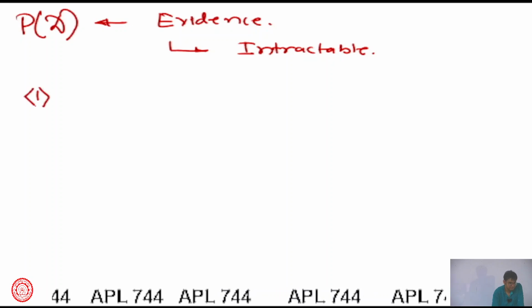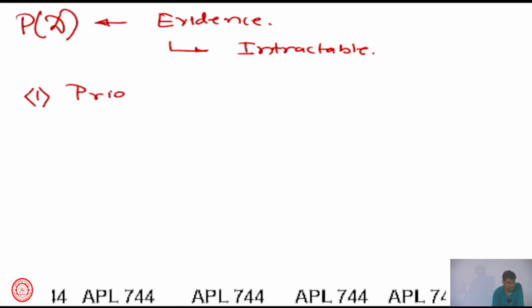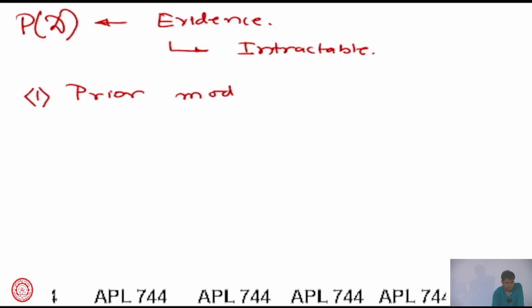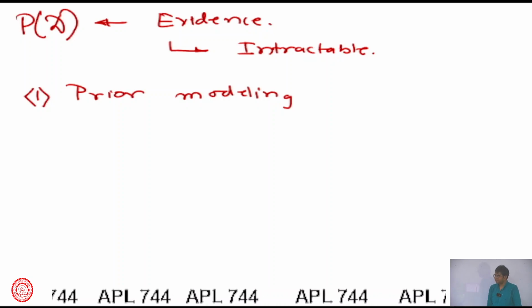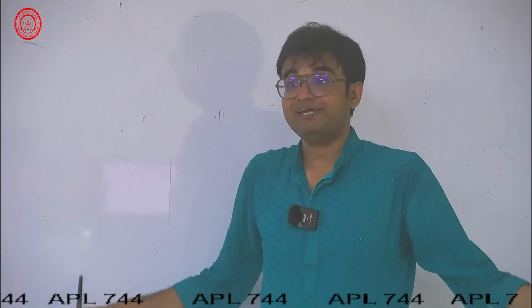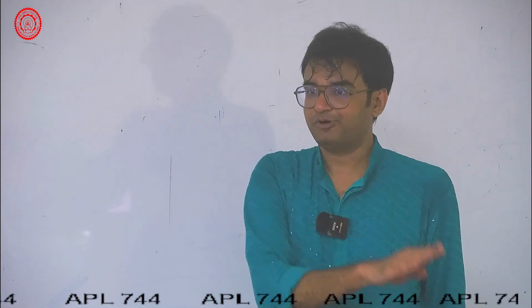So, the first thing you will learn in this course is prior modeling: how to model a prior, what are some of the popular priors, what are their properties, what if I do not have any information, then there is non-informative prior. What if I want to make my calculations analytical, then there is conjugate prior. So, all of those things are there, we will talk about that.